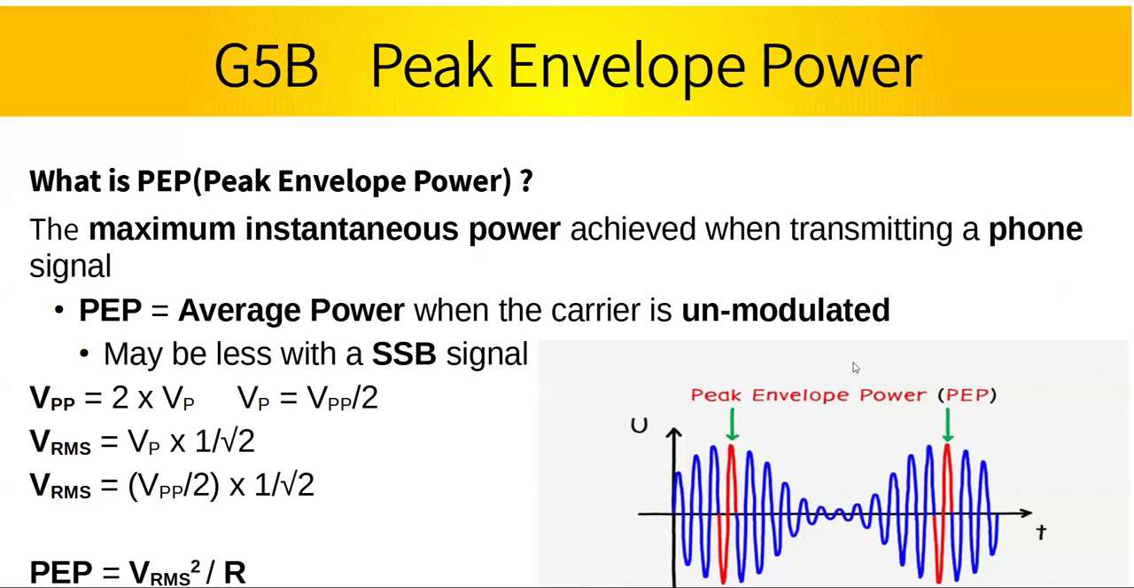So let's see what's down there. Anything important? Oh. So they're saying the peak envelope power is going to be the RMS voltage squared divided by R. Oh, these charts are all on Dropbox. I think I gave you a link.